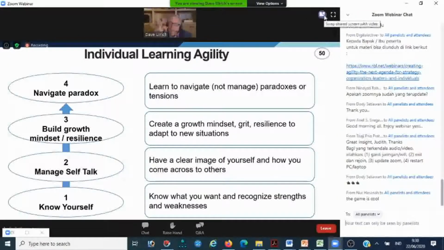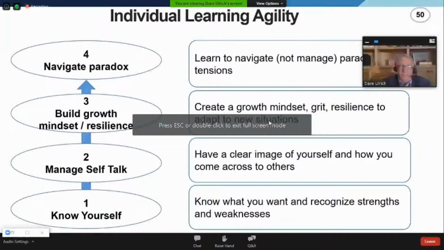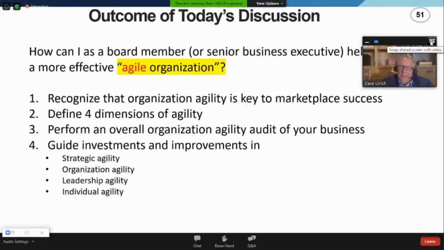Number 3, have a mindset of growth and resilience and adaptation. And number 4, learn to navigate paradox. Learn to live in a world of tension and difficulty. Those 4 things can be done for every employee in our company.